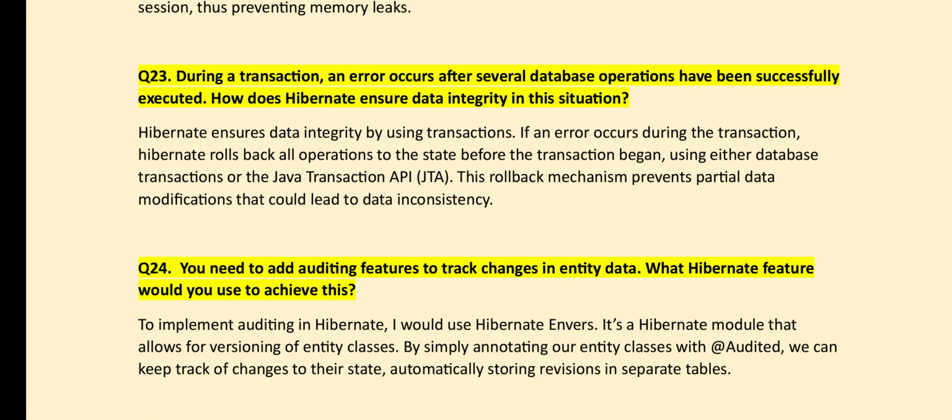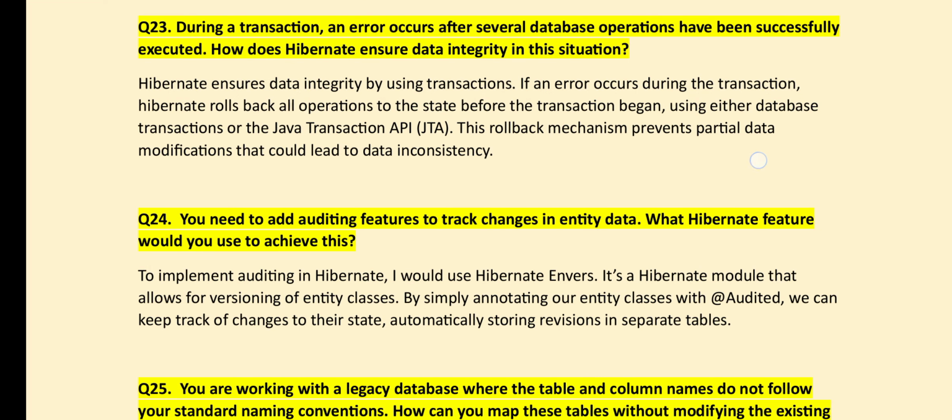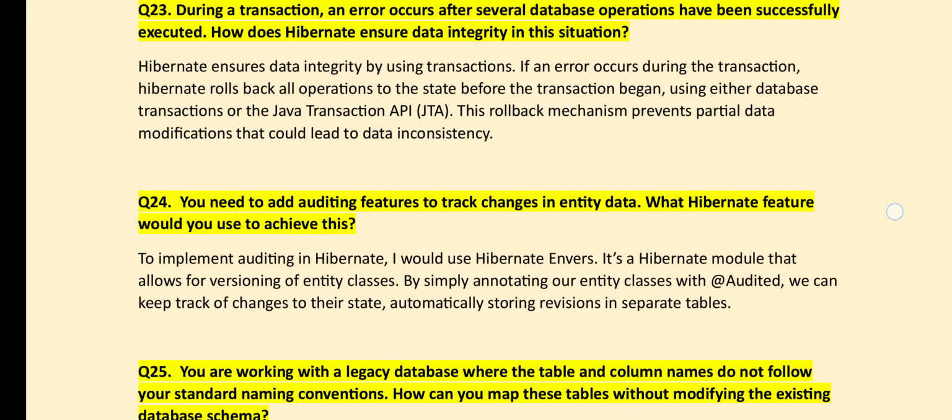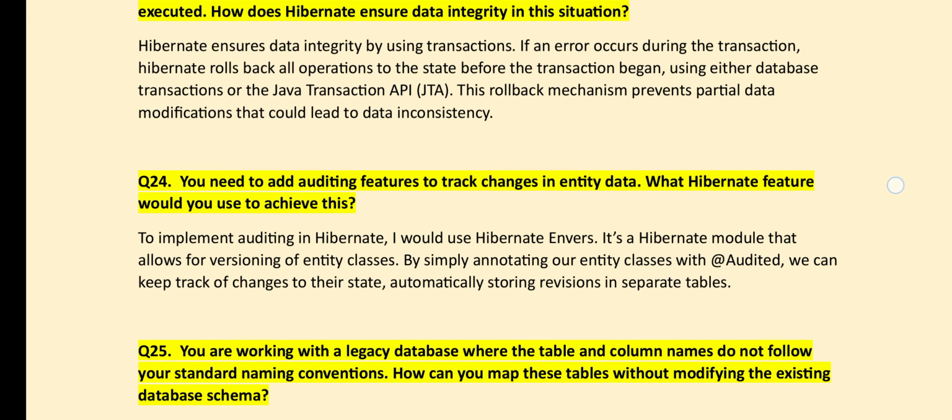You need to add auditing features to track changes in entity data. What Hibernate features would you use to achieve this? To implement auditing in Hibernate, I would use Hibernate Envers. It's a Hibernate module that allows for versioning of entity classes. By simply annotating our entity classes with @Audited, we can keep track of changes to their state automatically, storing versions in separate tables.